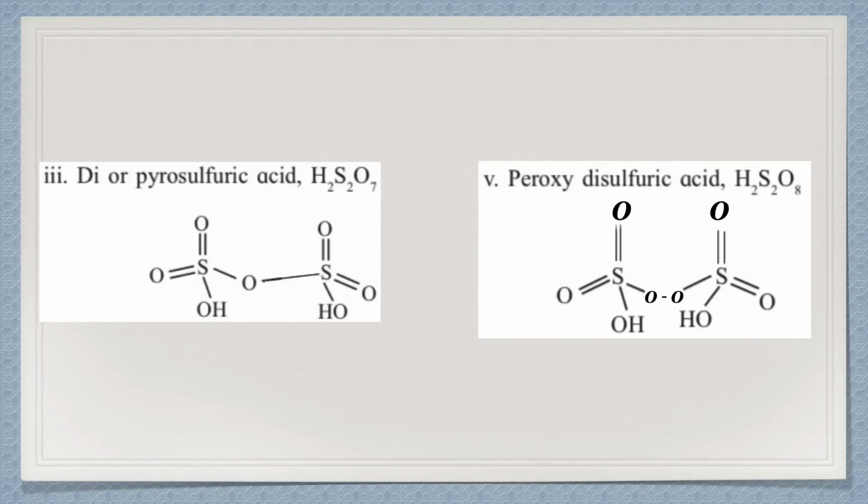Now we will just see the structure. As there are two hydrogens, there will be two OH groups. That is done. There are two S, so I will write down first two S separately.